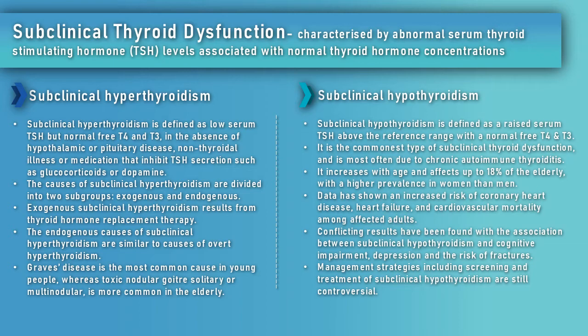Data has shown an increased risk of coronary heart disease, heart failure, and cardiovascular mortality among affected adults. Conflicting results have been found with the association between subclinical hypothyroidism and cognitive impairment, depression, and the risk of fractures. Management strategies, including screening and treatment of subclinical hypothyroidism, are still controversial.